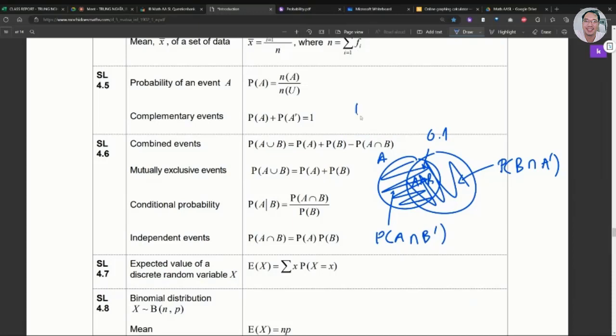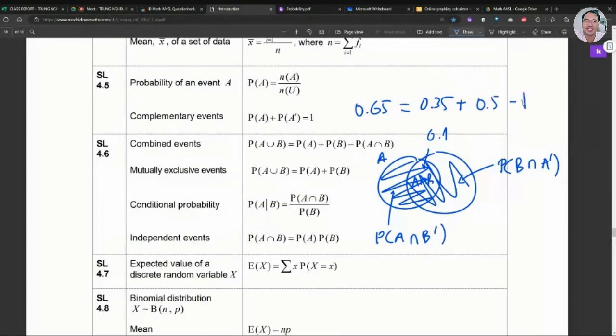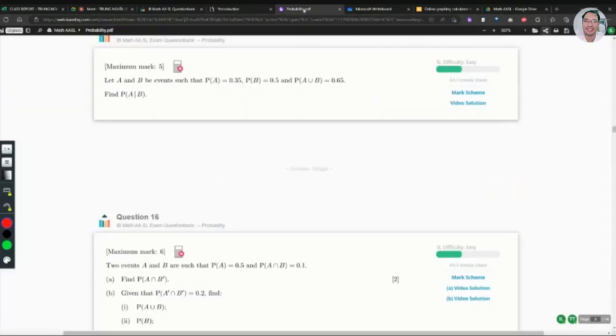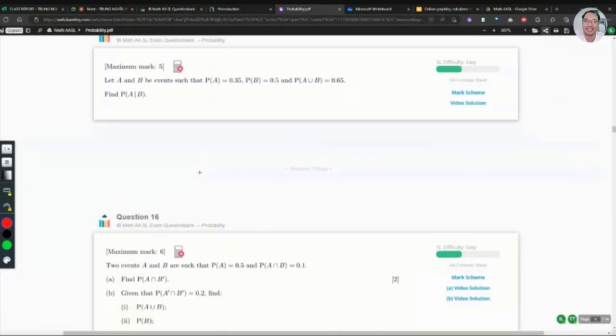So the 0.65 is equal to P(A) 0.35 added with P(B) 0.5, and then you need to subtract the intersection P(A and B). Got it. So to find P(A given B), please first write the equation for the conditional probability. Click into the booklet and write it again.